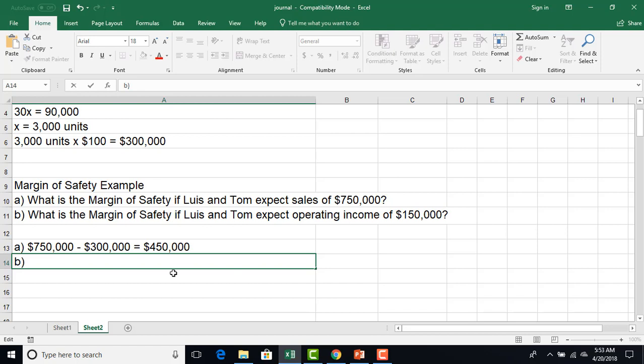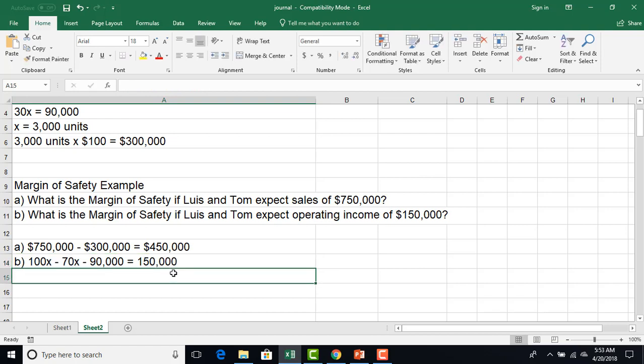I know my expected operating income. But we could take that expected operating income and then we could back into what expected sales are. We just learned how to do that actually. We could do it with our formula here. All right, so let me see, 100x minus 70x minus 90,000 equals, all right, I'm saying that I'm expecting my income to be 150,000. So I'll just set my equation equal to 150,000.